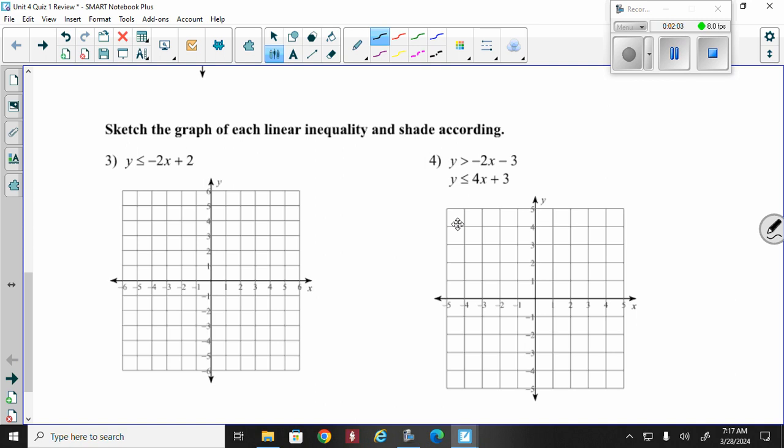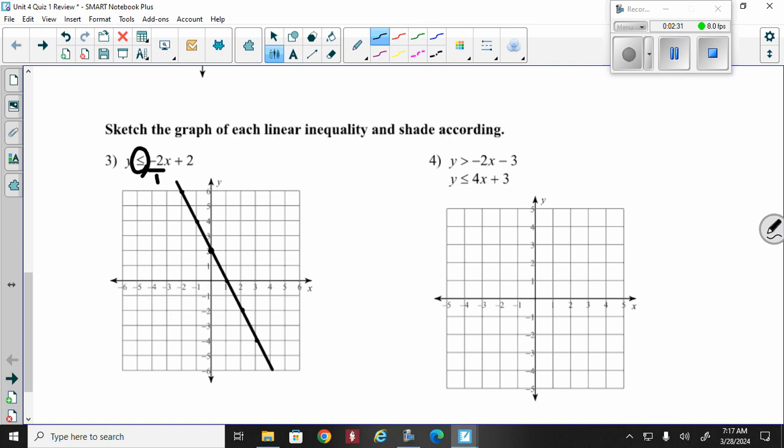There we go. All right, sketch the graph of the linear inequality and then shade accordingly. So for this one here, negative 2x plus 2. So plus 2 is where I'm starting, and it's negative 2, so that means negative 2 over 1. That means down 2 over 1, down 2 over 1, down 2 over 1. All right, there's our line. And obviously, with your straight ruler, you would draw a solid line because of the symbol being less than or equal to.